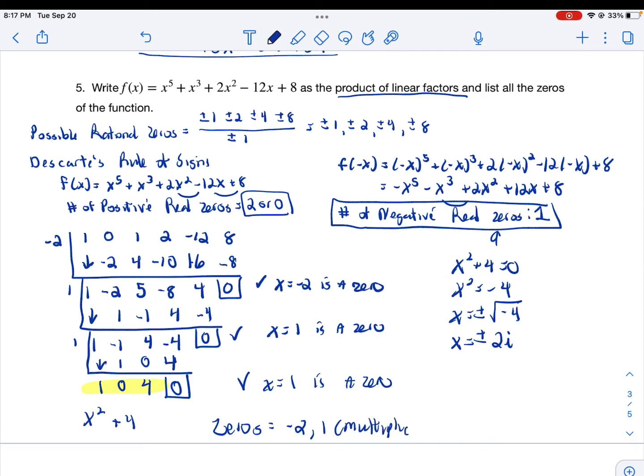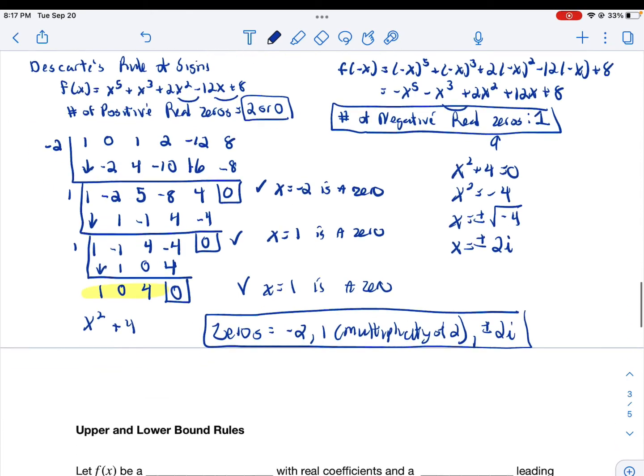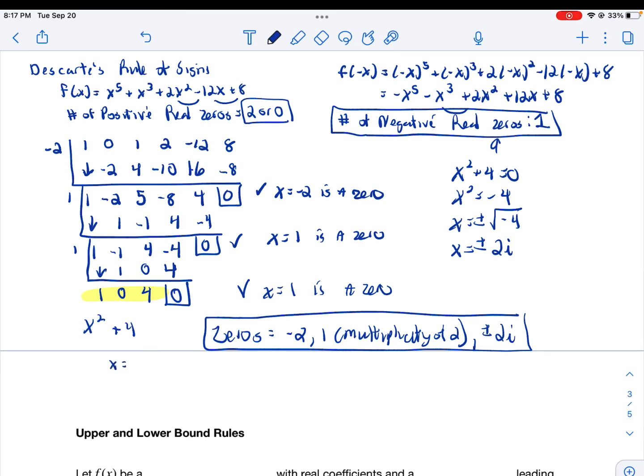So all my zeros of this polynomial are negative 2, 1 with multiplicity of 2, and then plus or minus 2i. And again, my degree is 5, so I should have 5 linear factors. So to find our linear factors, we set x equal to each 0 that we have, solve so it's set equal to 0, and then rewrite f of x as a product of all these factors.